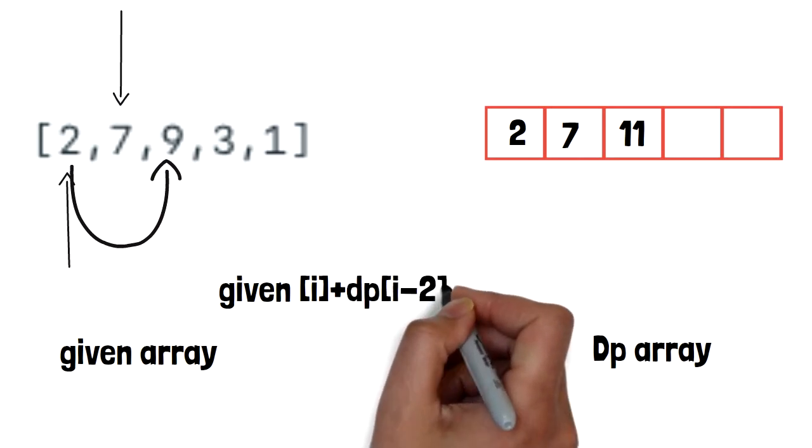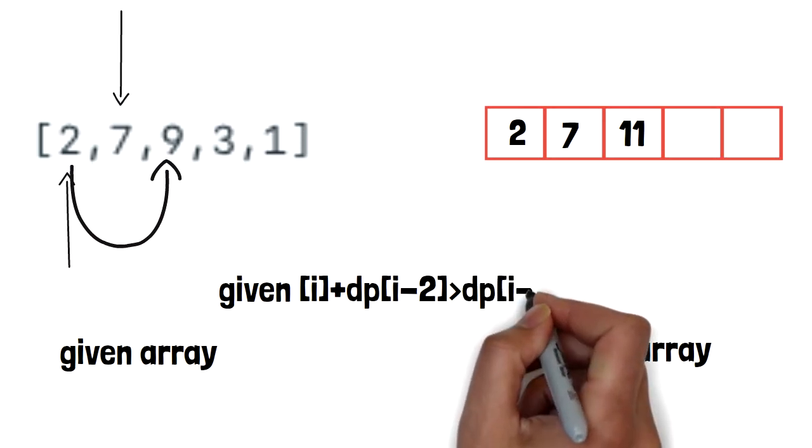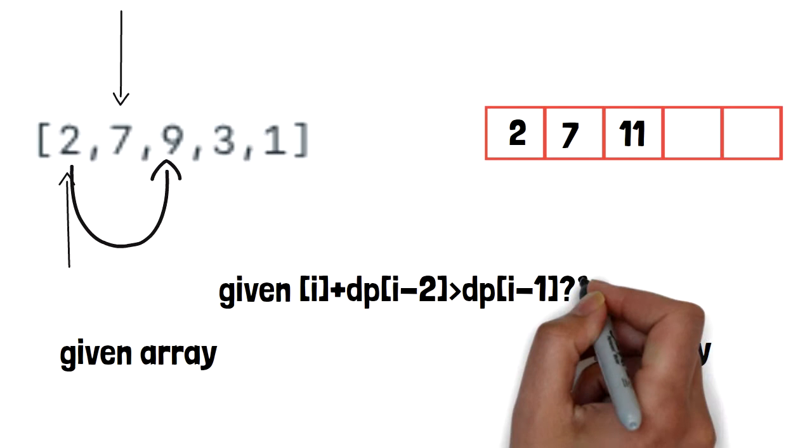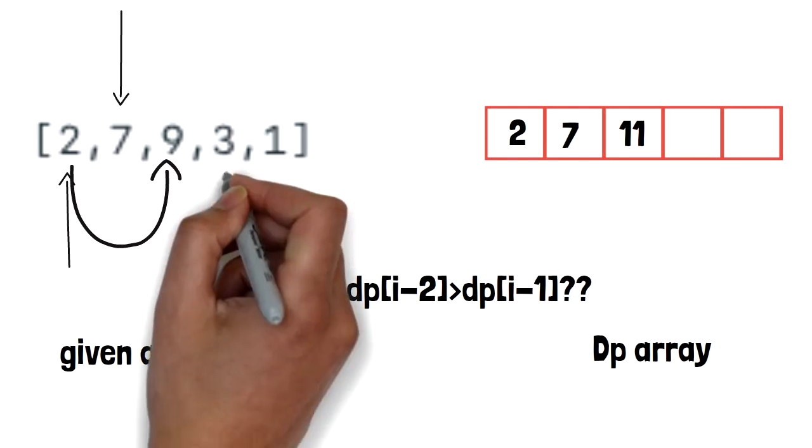Clearly we can see a pattern in this question, which is that we have to choose the maximum between the given value at I plus dp of I minus 2, or dp of I minus 1. Let me show you in the next example.